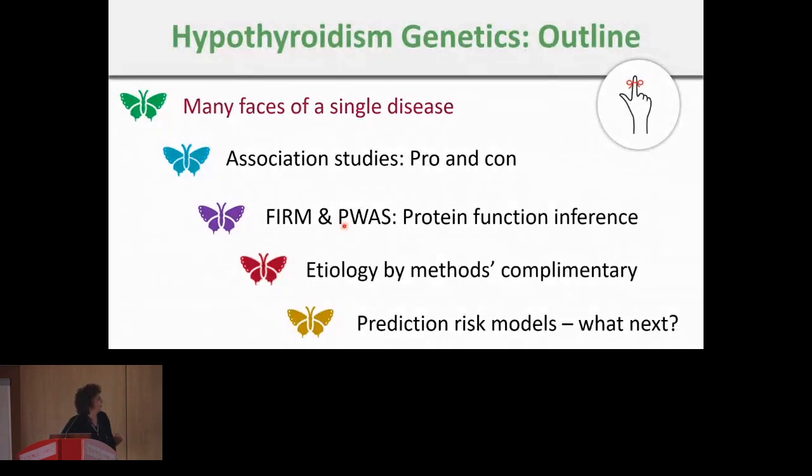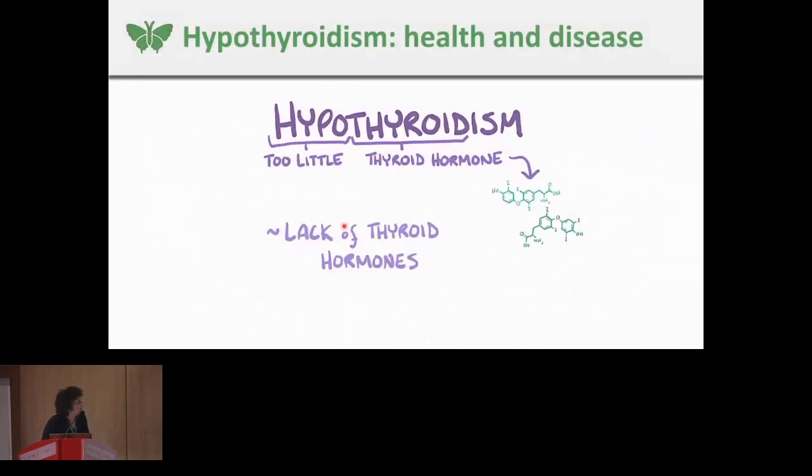So let's start with the many phases of a single disease. What's hypothyroidism? The name is built from two parts. The hypo means too little, very little. And thyroidism, it's the thyroid hormones that are not produced as they should be. What you see here in the scheme is how they look. Basically, from this, you can understand that we are talking about a lack of thyroid hormones. And for simplicity, I'll call this disease hypo-T, just as an abbreviation.